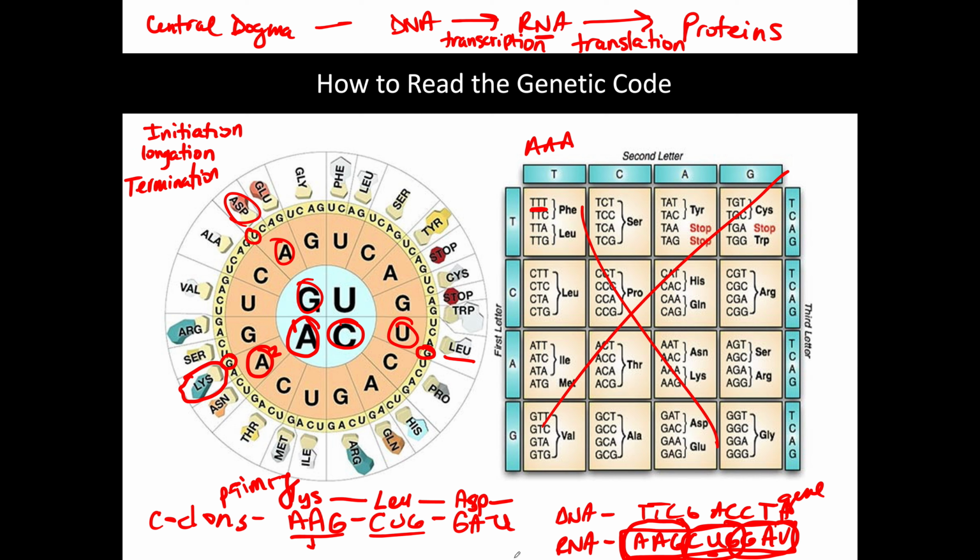So that's how we read the genetic code in terms of RNA. So over here, this is RNA. And over here on the right, I have the same thing being read as DNA. There we go, as DNA.